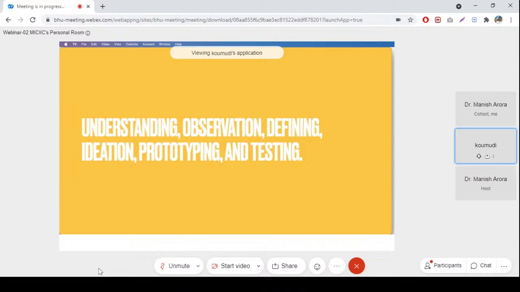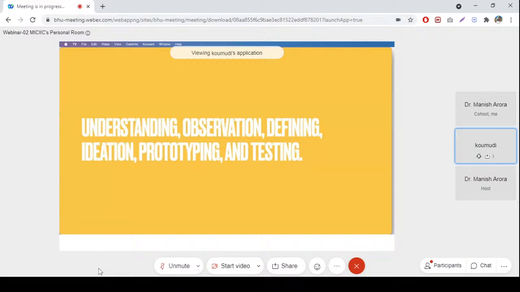Simon's model consists of 7 major stages, each with component stages and activities. The first one is understanding, second observation, third defining, fourth ideation, fifth prototyping, and sixth testing. As these stages are not always sequential, sometimes they run parallel and are repeated over the course of an iterative process. So you are not looking at a linear sequential occurrence of these stages.